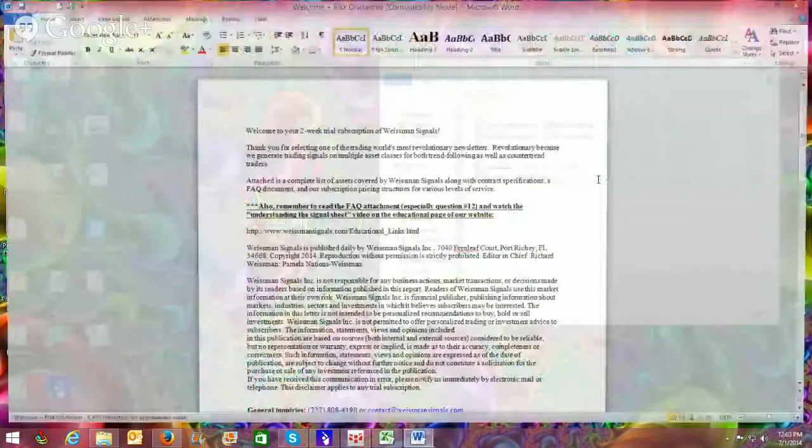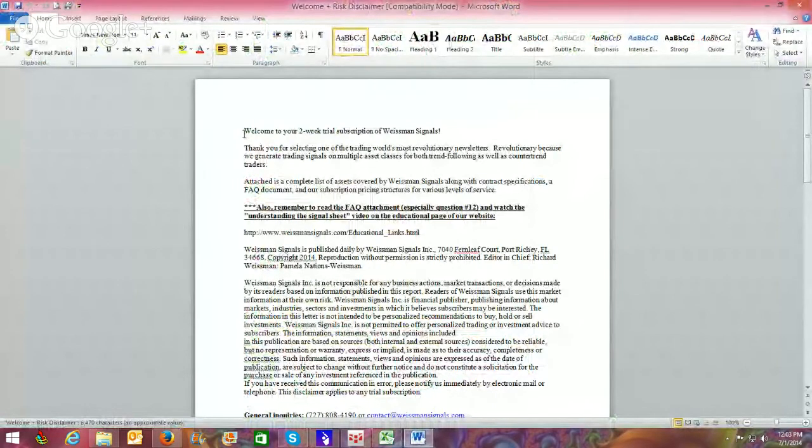And this, you can see, is a Word document, and when it opens up you can see this basic welcome document. So this is going to be the body of the email you receive when you receive the welcome pack. When you ask for a 2-week trial, this is the body of the email, and then each one of those other documents that I mentioned are attachments.